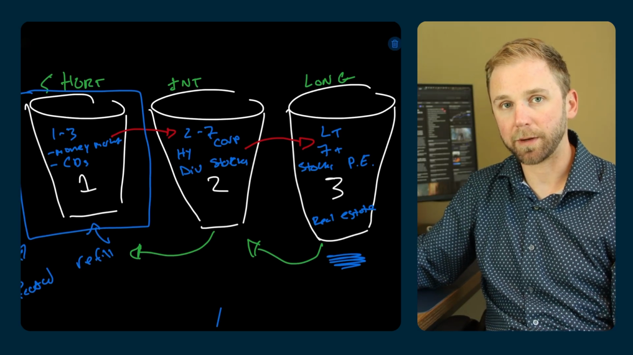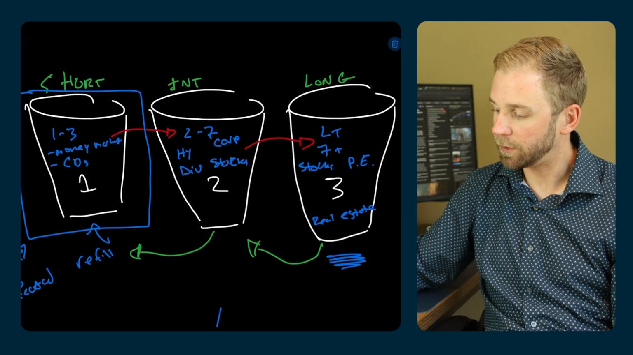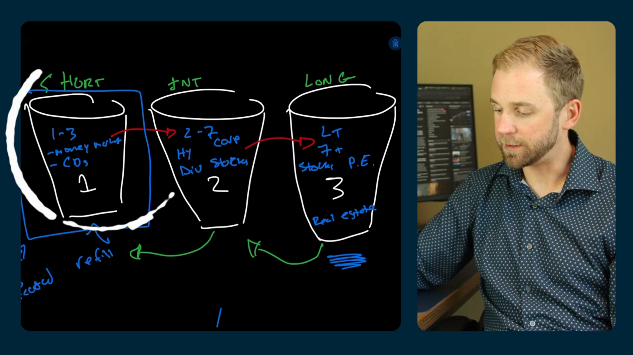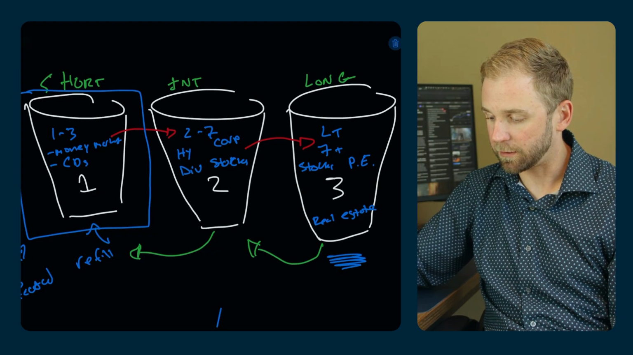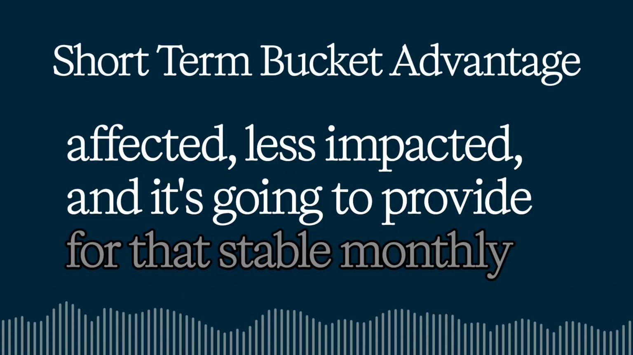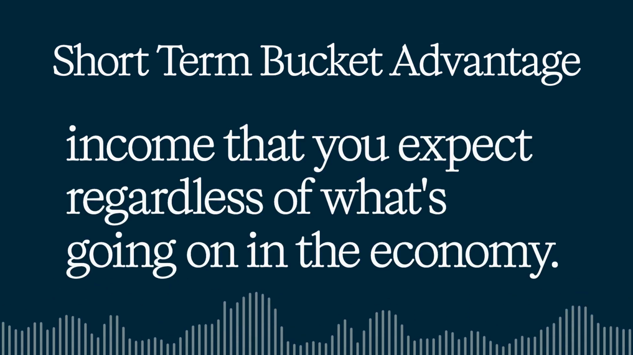The primary thing that bucket strategy is known for, and the reason that people like it, is because you always know you have this short-term bucket of money over here, and this is going to be less affected by the market. So less affected, less impacted, and it's going to provide for that stable monthly income that you expect, regardless of what's going on in the economy. The longer buckets, intermediate, long-term, those can do what they're going to do, and you can use those to refill the first bucket based on what's going on in the world.